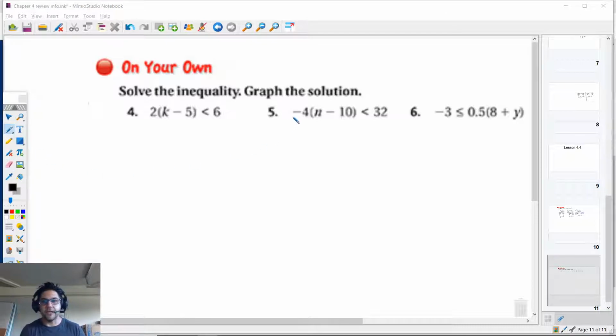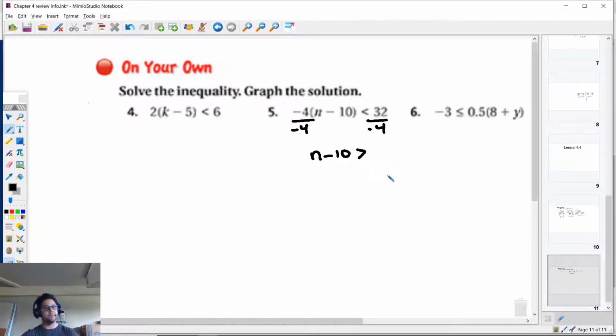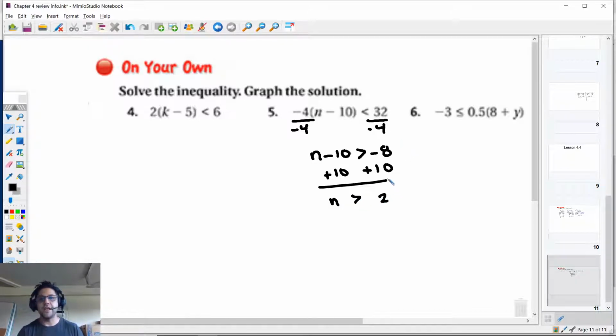All right, advanced way. Same idea. Negative 4 times. So the inverse operation is to divide by negative 4. Now, remember, I'm already dividing by a negative. So therefore, n subtract 10, my inequality sign must reverse. Because again, I divided by a negative. 32 divided by negative 4 is negative 8. Add 10 to both sides. Oh, I think you see it again. N is greater than, take the difference, which is 2, take the appropriate sign from the 10, positive 2. Excellent. So again, two ways to do it. Figure out which way is best for you.